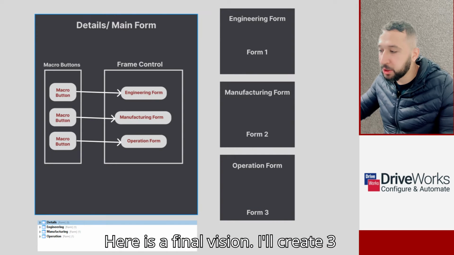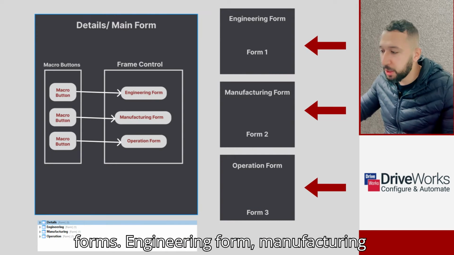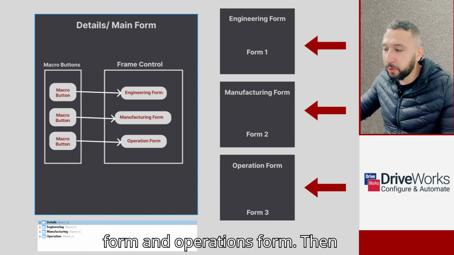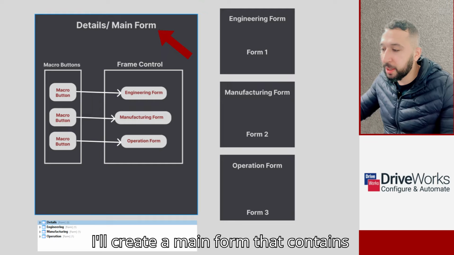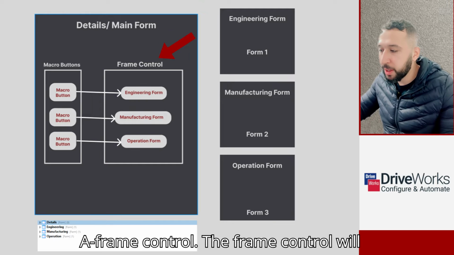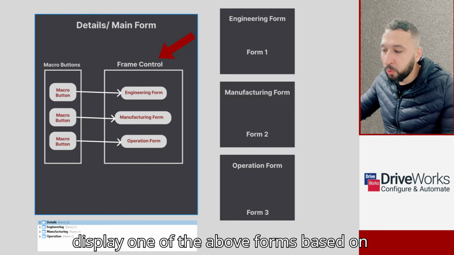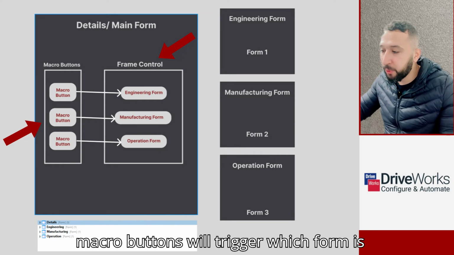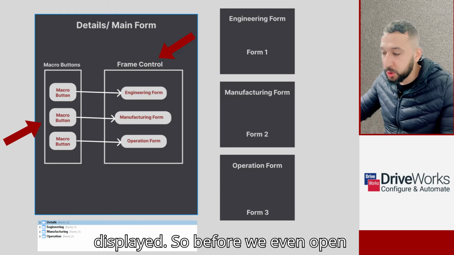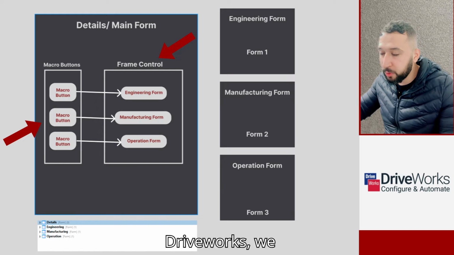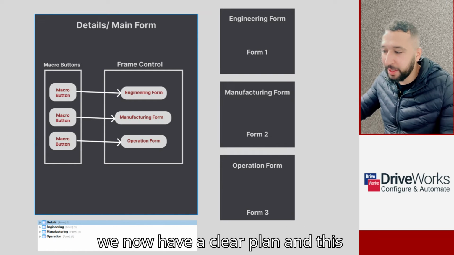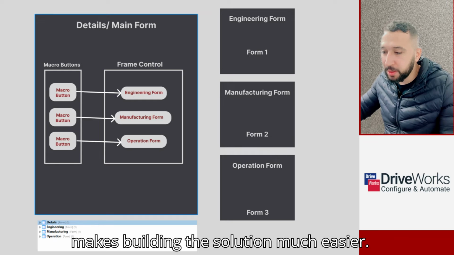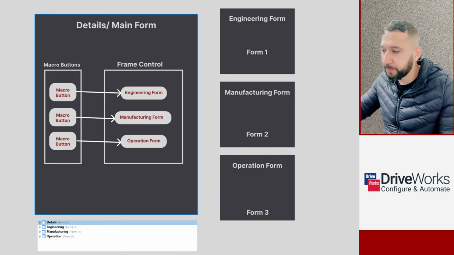Here is the final vision. I will create 3 forms: engineering form, manufacturing form, and operations form. Then I will create a main form that contains a frame control. The frame control will display one of the above forms based on which button the user clicks. The macro buttons will trigger which form is displayed. So before we even open DriveWorks, we now have a clear plan, and this makes building the solution much easier.